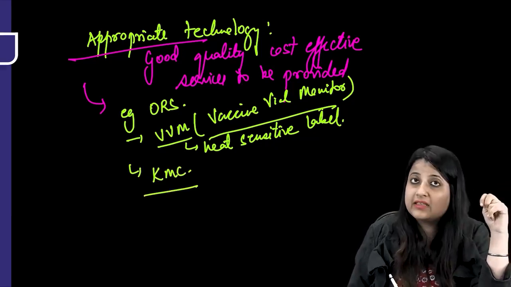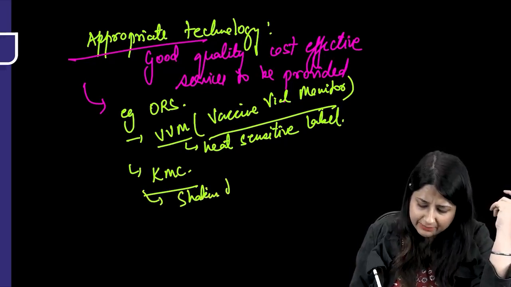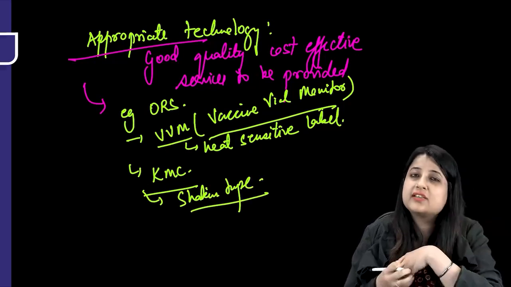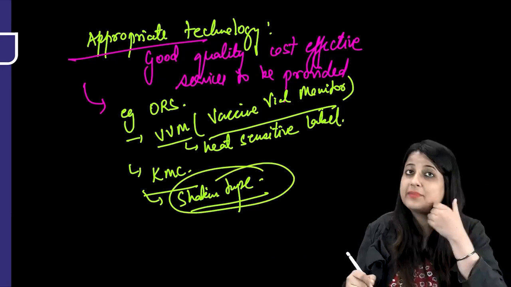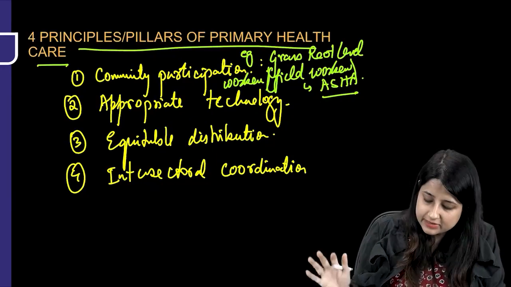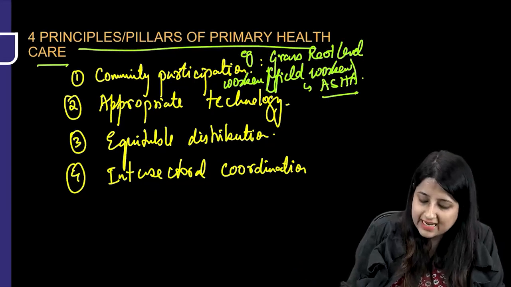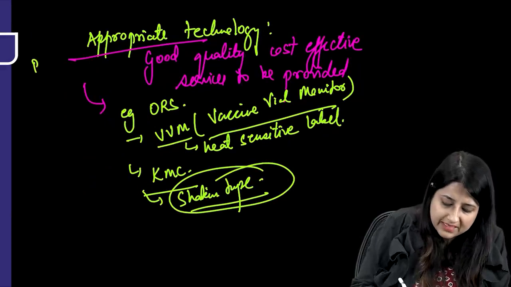KMC, Kangaroo Mother Care. This is equivalent to appropriate technology. Then Shakir's tape. Now, Shakir's tape is used for assessment of malnutrition status at the field levels. So we are not using something very hi-fi. We are just using a color-coded tape to assess that. Okay, so examples of appropriate technology and community participation, these are all PYQs which have come in our exams.